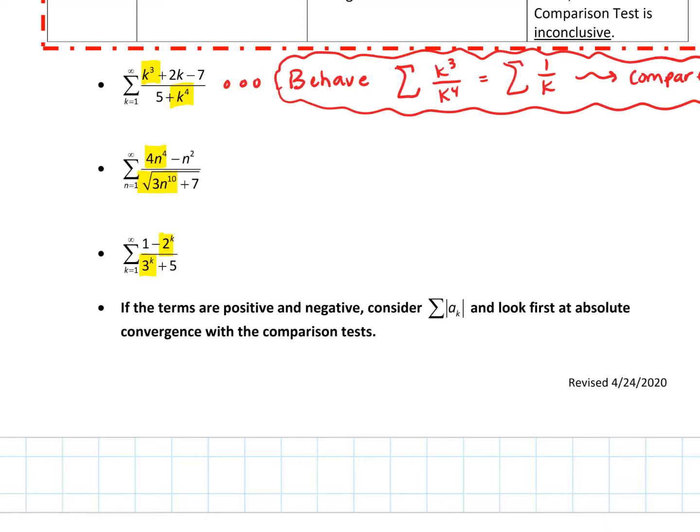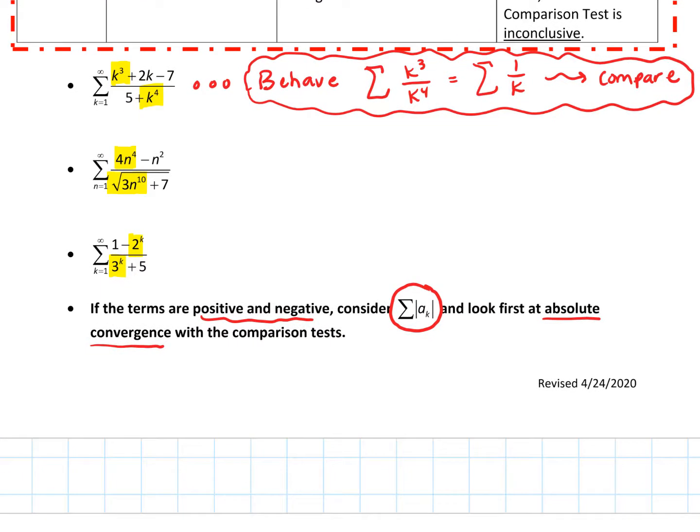Remember, to use the comparison test, we do have to have positive terms or eventually positive terms. So if the terms themselves are positive and negative, it's worth thinking about what happens to the absolute value of the terms and looking for absolute convergence with the comparison test. That's also a useful strategy. Most of the time from here on out, we're not going to be looking for just the difference between convergence and divergence. We're going to want to know if it converges, does it do so absolutely, or is it conditional upon a switch of positive and negative terms?